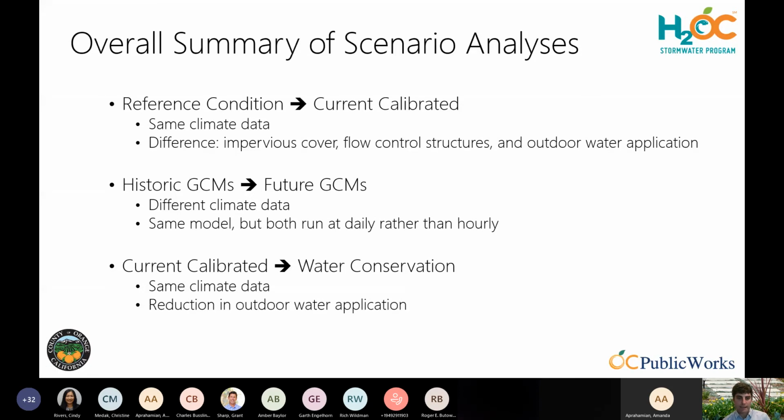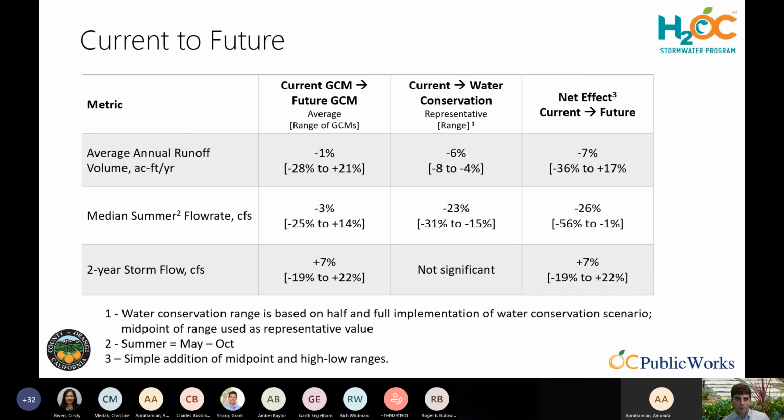So we bring these all together. We have trajectory from the past to the present, roughly speaking, from a reference condition to a current, from current to the future. And so how does this all balance out? So current to the future, this is potentially the combined effects of water conservation and climate change.